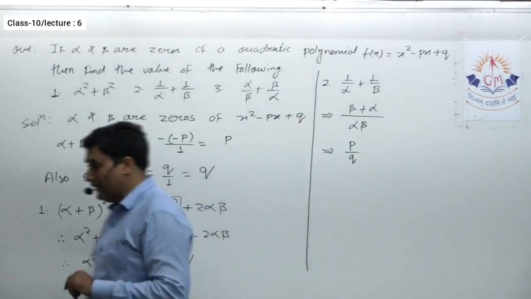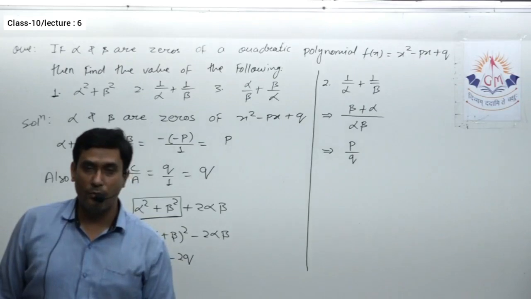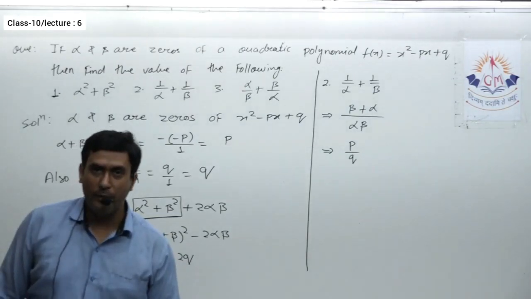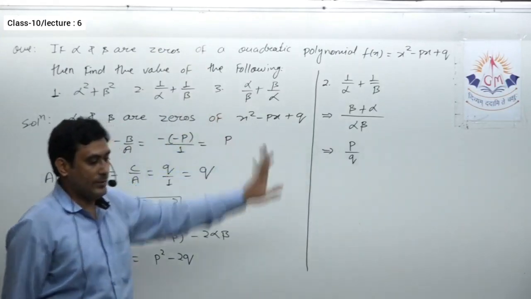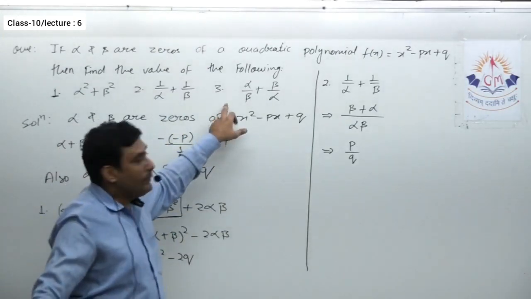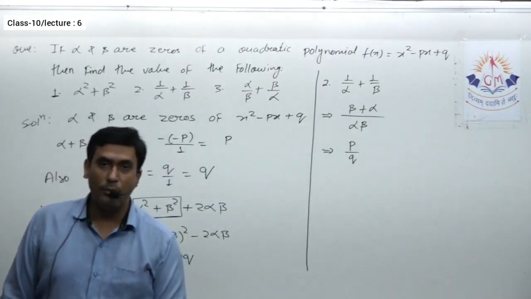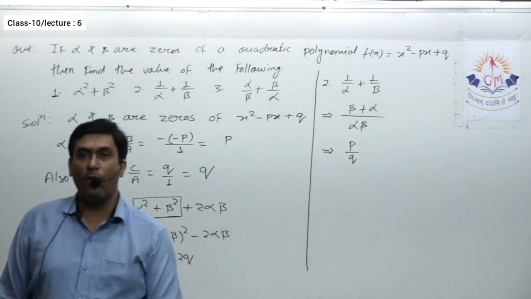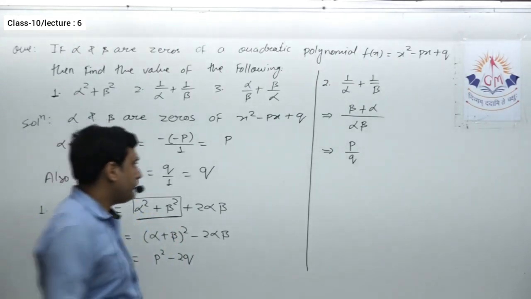Okay, so it is very clear that even though it is not possible to find the values of the zeros of the given polynomial, still it is possible to find the values of these types of expressions. And be assured, whatever expression is given to you, you will find that it is possible to convert it in terms of either product or sum or both.